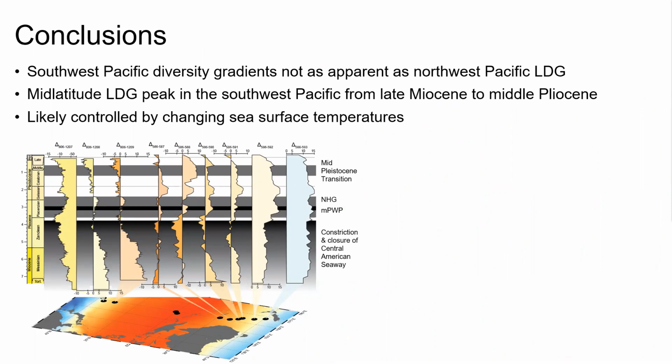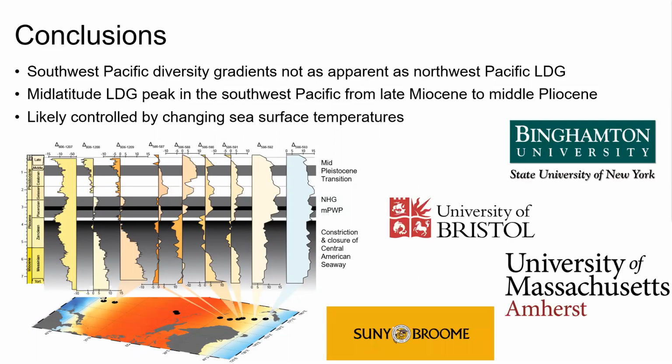Pacific is very different from that of the Southwest Pacific. Specifically, there is a strong and stable LDG peak in the mid-latitudes of the Northwest Pacific, whereas the LDG mid-latitude peak in the Southwest Pacific is confined to the late Miocene to middle Pliocene. From preliminary geochemical data, it appears diversity trends in the Southwest Pacific are controlled by expanding and contracting sea surface temperature gradients.